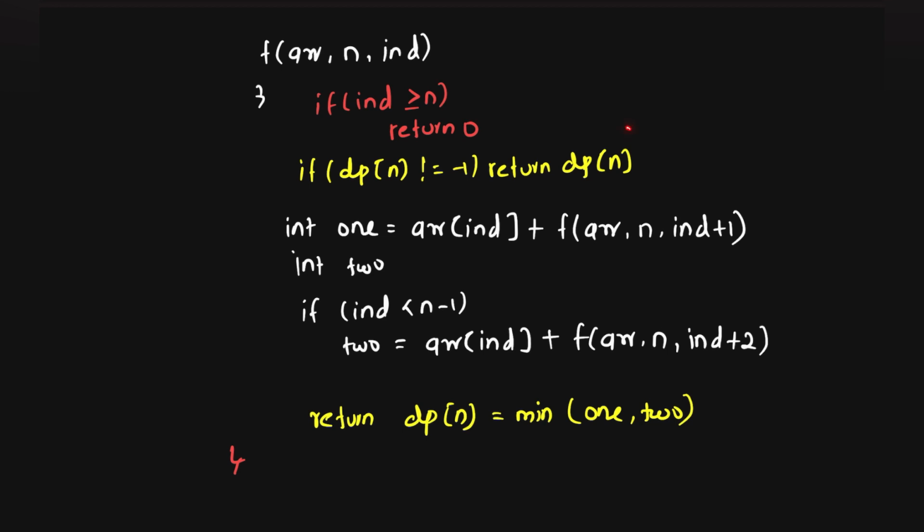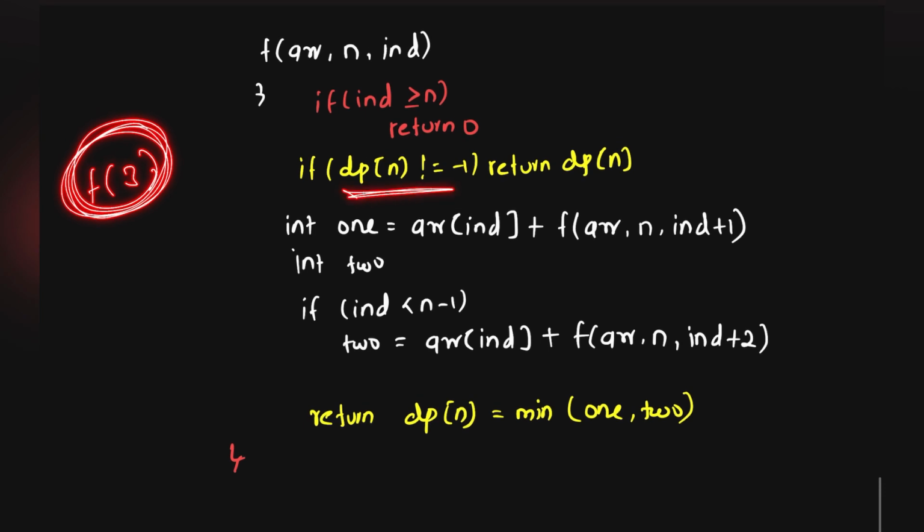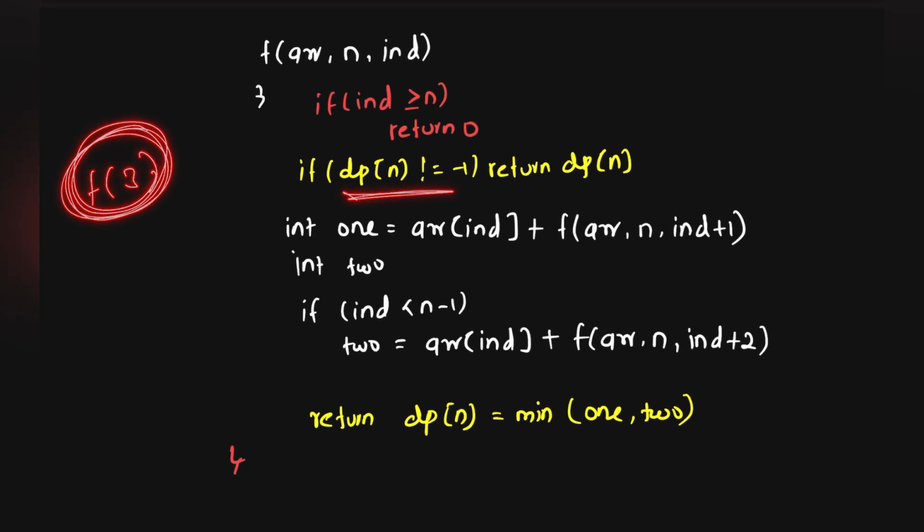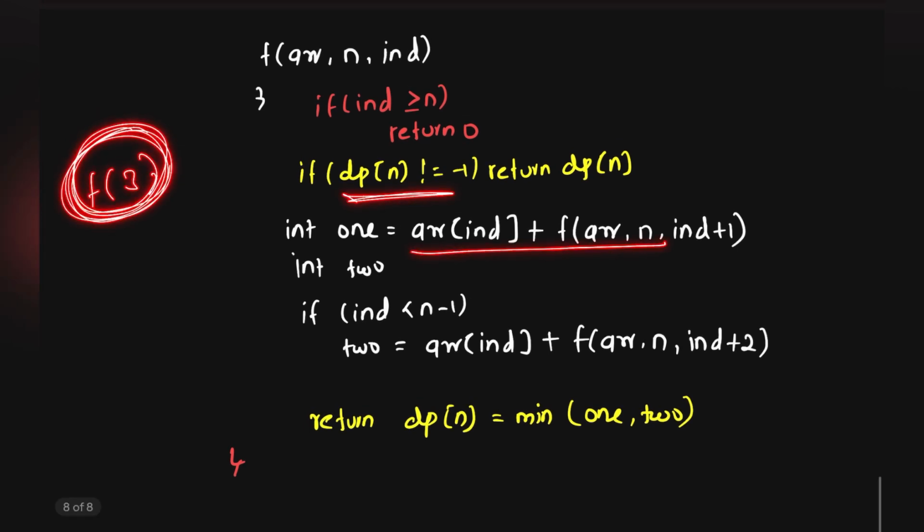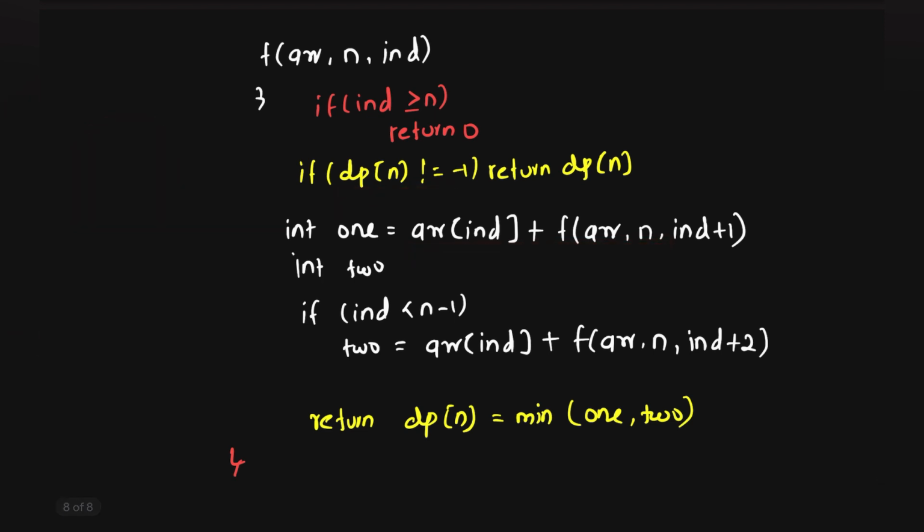So what I did is I added one sentence: if dp of n is not equal to -1. What does it mean is, say for example, I am calling the function for index 3 and the value for this index 3 is already calculated and I have stored in my DP. So why should I call the function once again and calculate the value for index 3? No, because I have already calculated the value. So simply return that value. I don't need to calculate it once again. So I use this sentence.